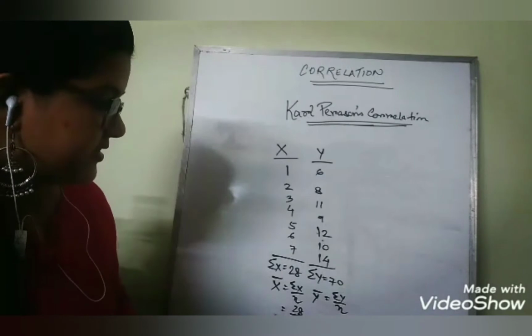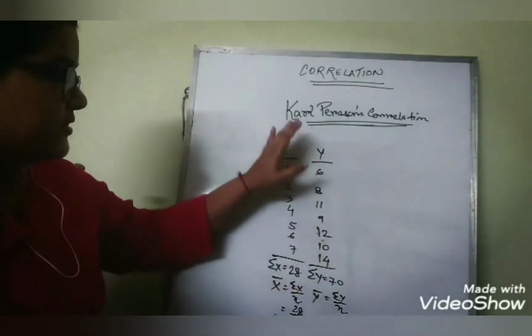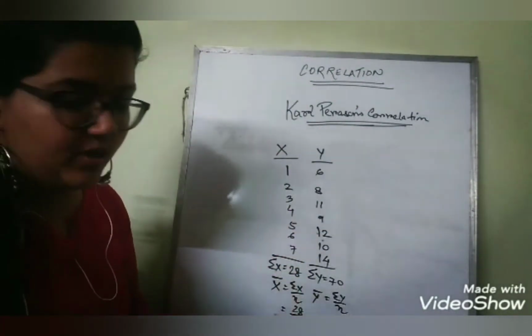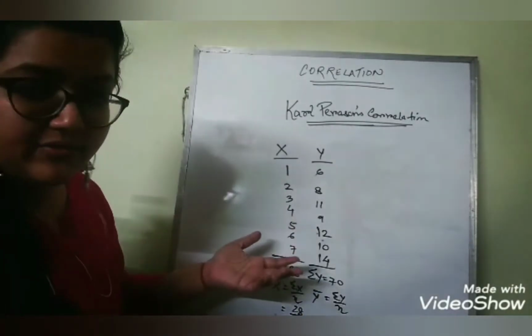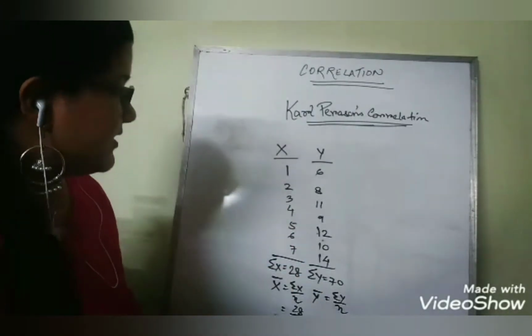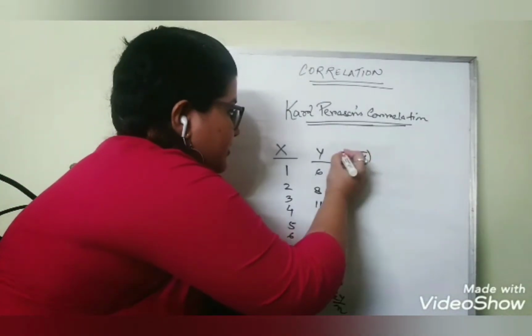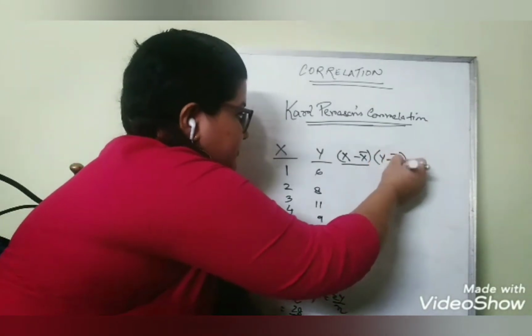Since nothing else is given here, only your x and y, we are going to go with the last formula, which is the basic formula of all. In order to find out r, we have to now find x minus x bar and y minus y bar.